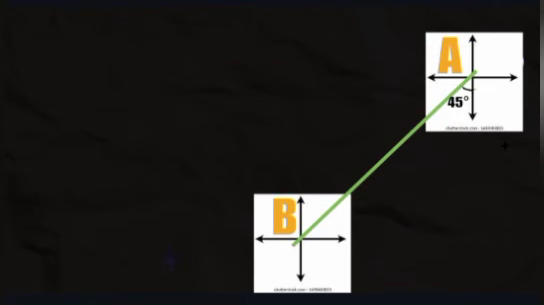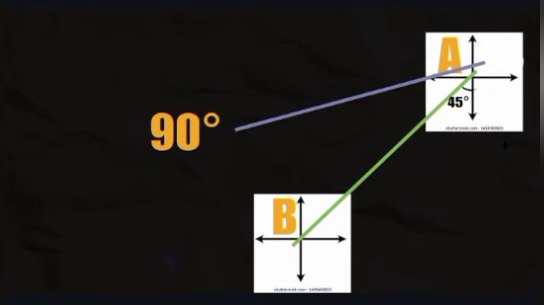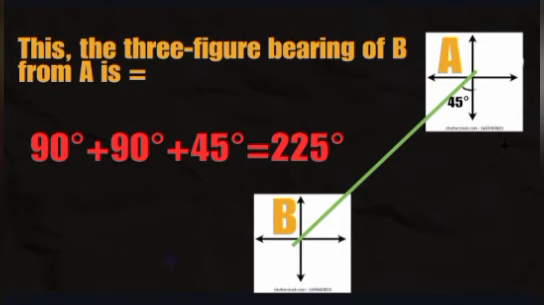So going clockwise, you have 90 degrees formed here, you have another 90 degrees formed here, and then you have 45 degrees. So the three-figure bearing of B from A will be 90 plus 90 plus 45, and that gives us 225 degrees. Now for a number like 225, you do not need to add 0 in front of it because it is already three-figure.